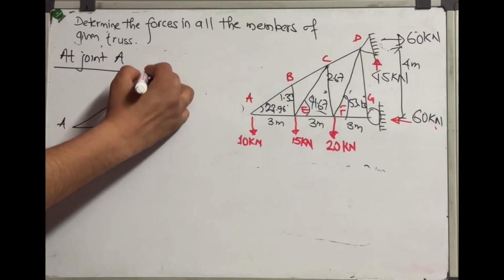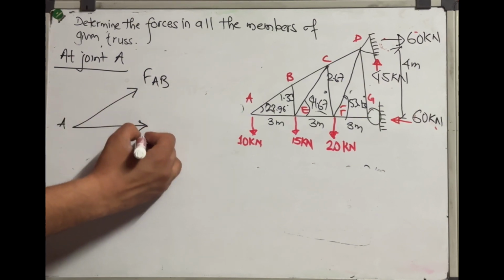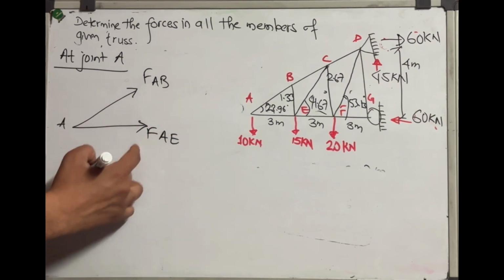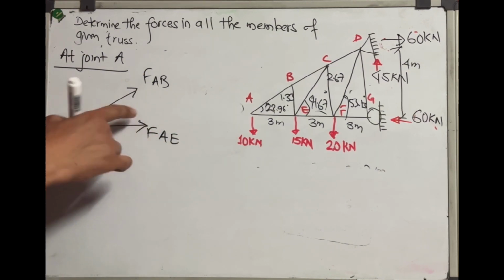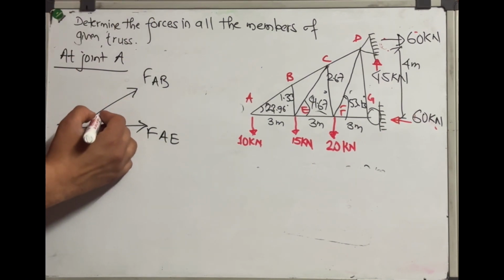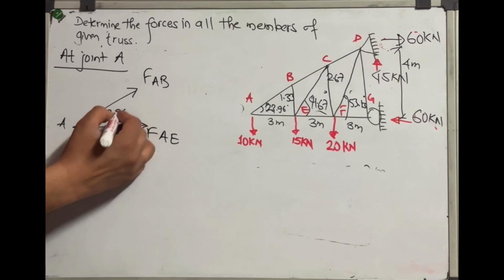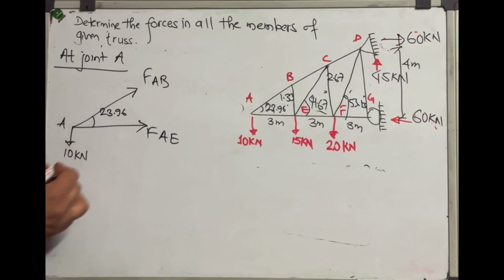This is member force FAB, the axial force in member AB. This is FAE. I am assuming the forces to be tensile, right? If the assumption is wrong, the force will come out to be on the compressive side, right? So this angle theta 1 is 23.96 degree. You have to write this thing as well. 10 kilonewton is the downward force at joint A. So use the equilibrium equations to find the value of FAB and FAE, right?